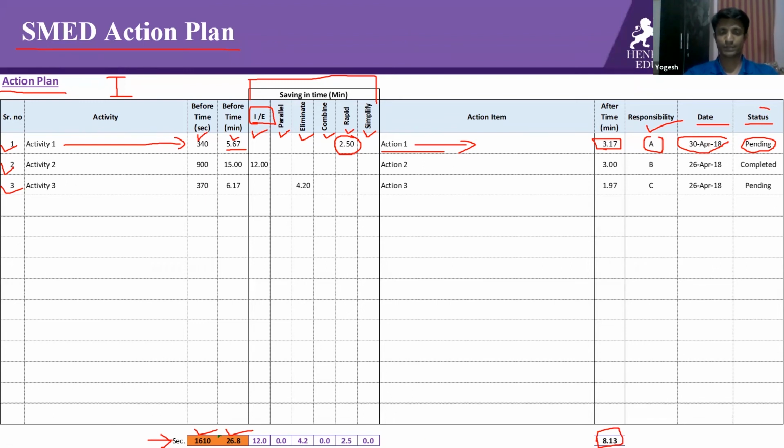So in this example, it was 26 minutes before, and now it is 8 minutes, right? By doing some actions, like this one is converted to external, then this activity is eliminated altogether, and so on. This way we analyze and we improve those activities, so that the overall changeover time can be reduced.